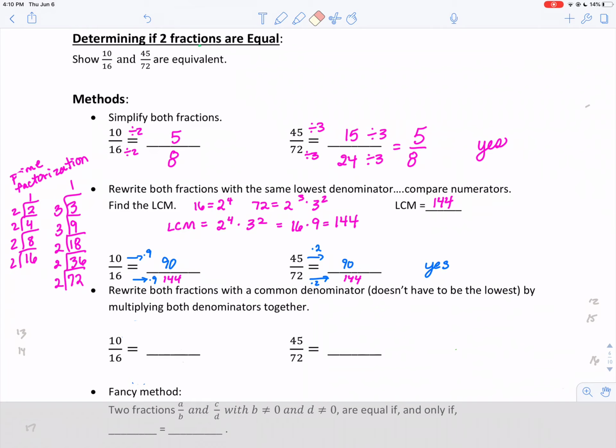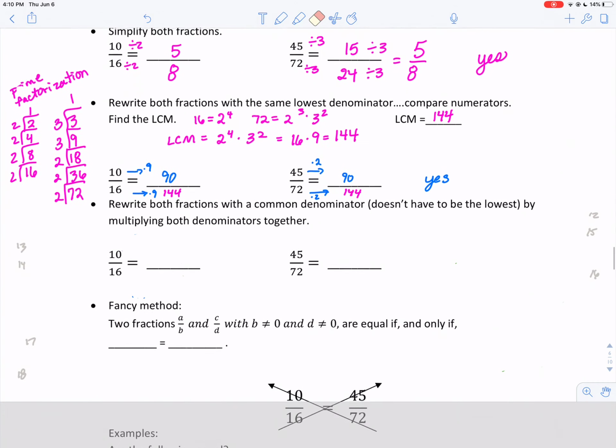Another way is to write both of the fractions with a common denominator, but it doesn't have to be the lowest. So we would just multiply those two denominators together. We wouldn't have to do prime factorization. When you multiply them together, you get 1,152. I did that using the lattice method.